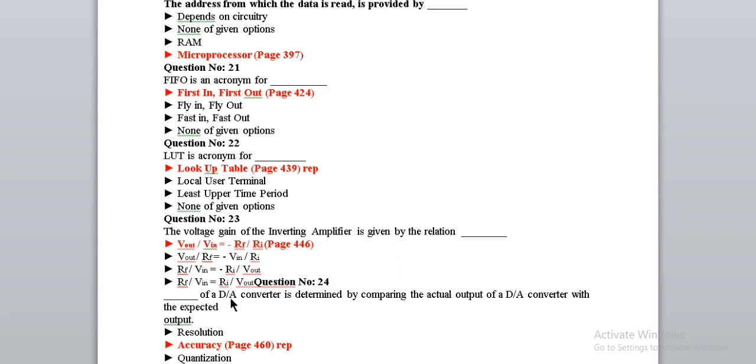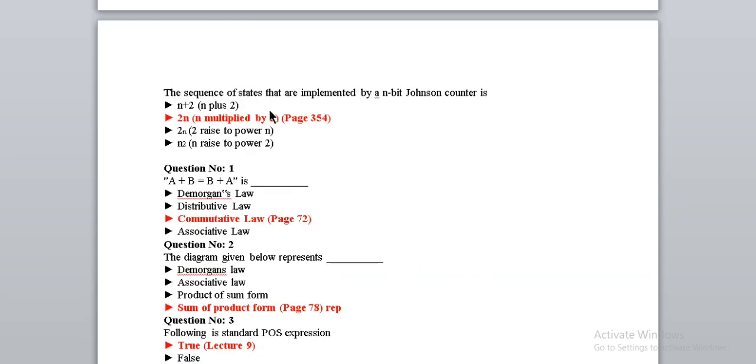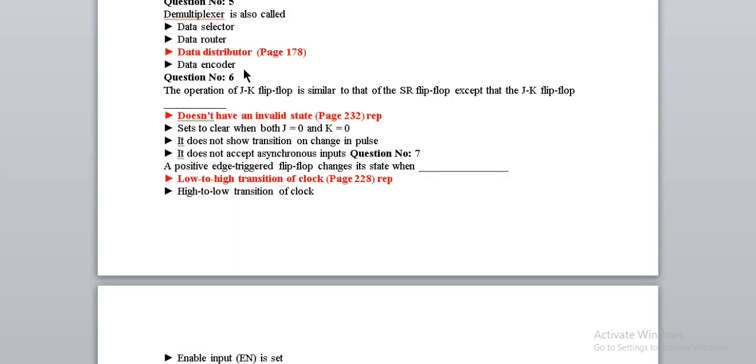Accuracy of a DA converter is determined by comparing the actual output of the DA converter with the expected output. The sequence of states that are implemented by an n-bit Johnson counter is 2n. A + B = B + A is the commutative law. A demultiplexer is also called a data distributor.